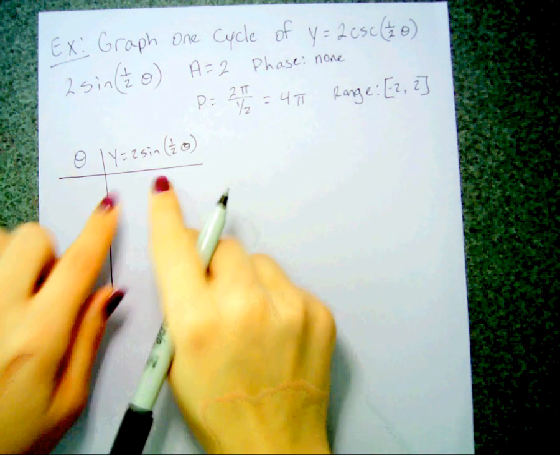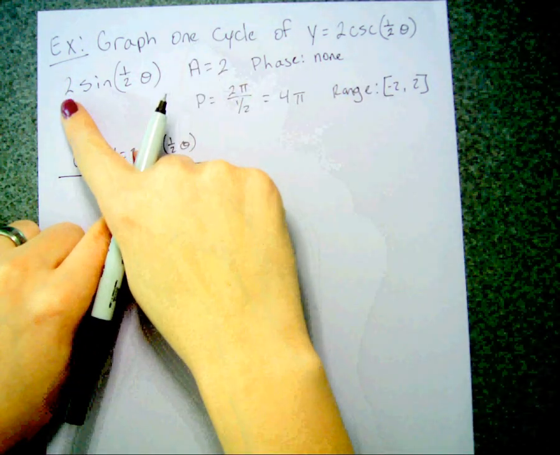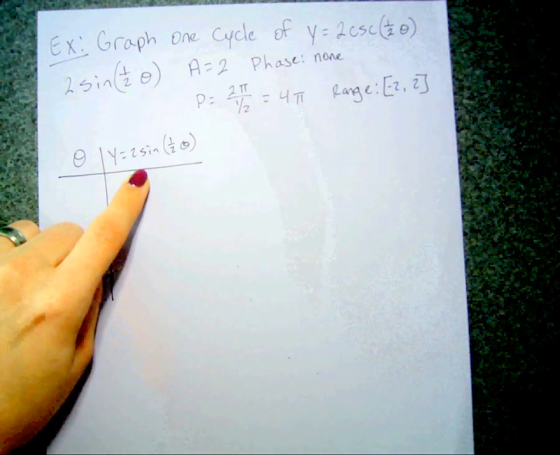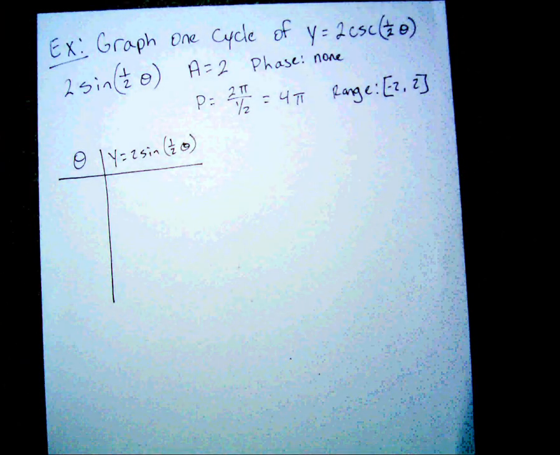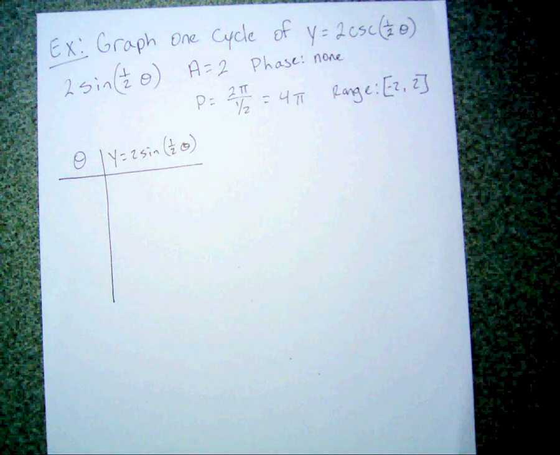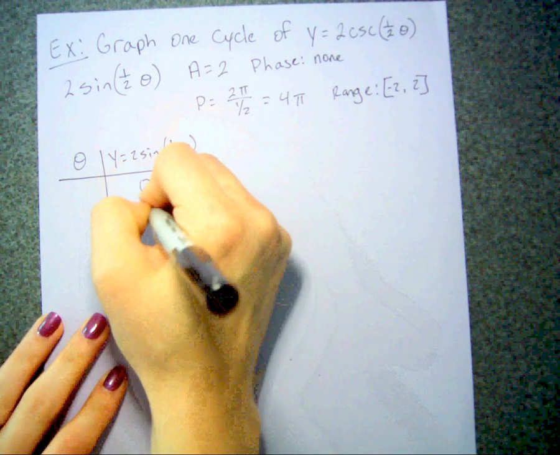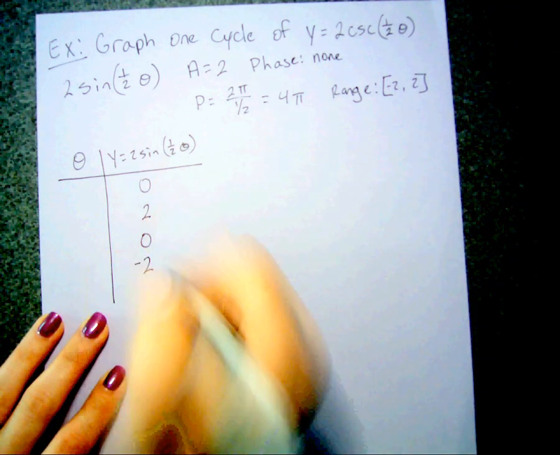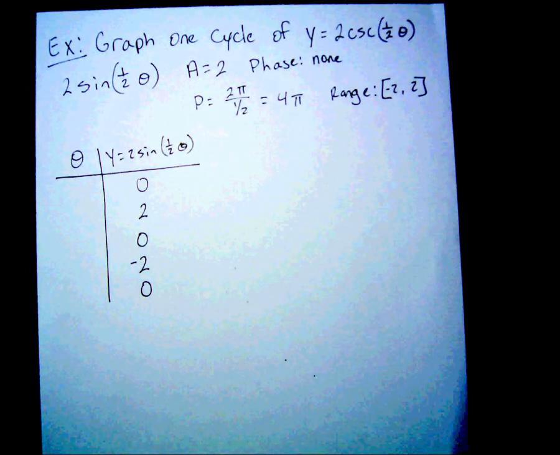All right, so I'm going to do the y values first. All I'm doing is multiplying my y values times 2. I'm not adding or subtracting anything to my function. So if you recall the original values for sine, 0, 1, 0, -1, 0, and I'm just going to multiply all those by 2. So 0 times 2 is 0, 1 times 2 is 2, 0 times 2 is 0, -1 times 2 is -2, and 0 times 2 is again 0. So there's all my y values. It's the easy part, right?